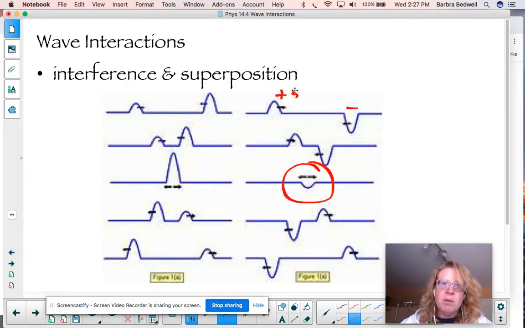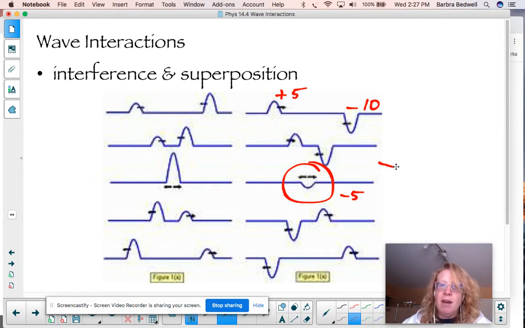You can see that if this one was like plus 5 and this one was minus 10, then according to the principle of superposition, your amplitude of superposition at that point would simply be the sum of their two amplitudes. In this case, it would be like negative 5.